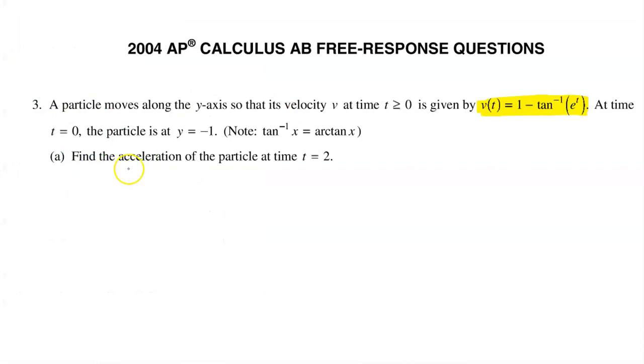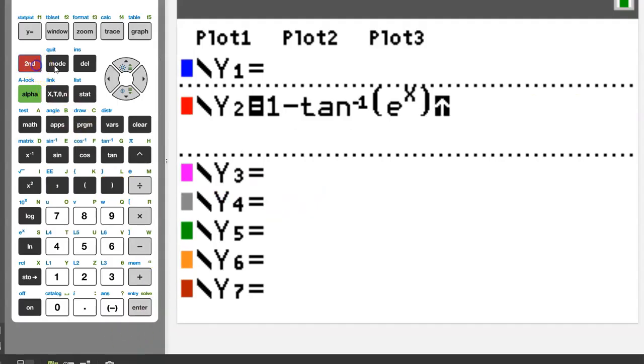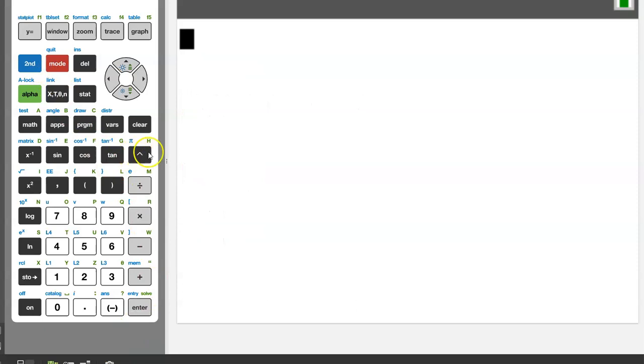For part A, we need to find the acceleration of the particle at time t equals 2. So we need to find acceleration at 2, but we know that acceleration is the derivative of velocity. So we need to find v prime at 2. The calculator will do this beautifully. So let's quit to a blank screen.